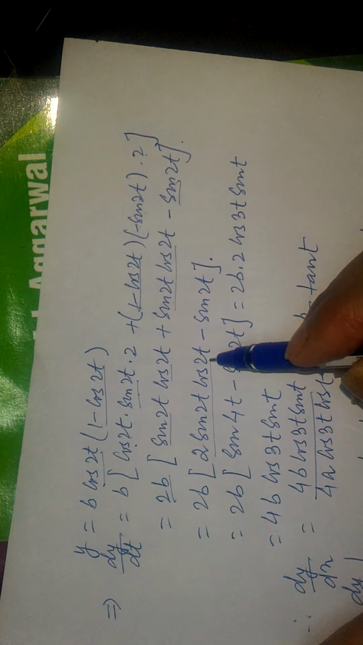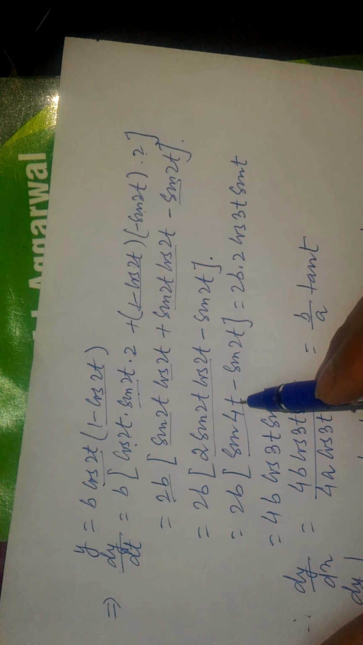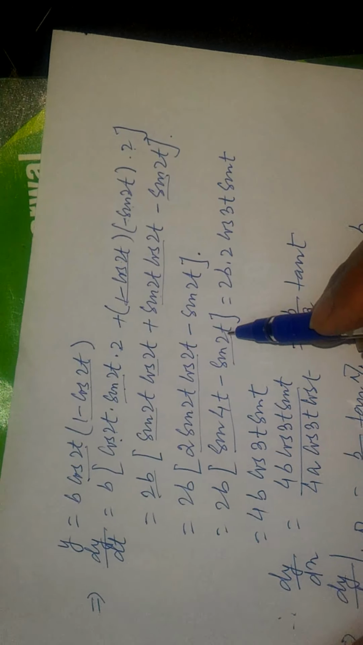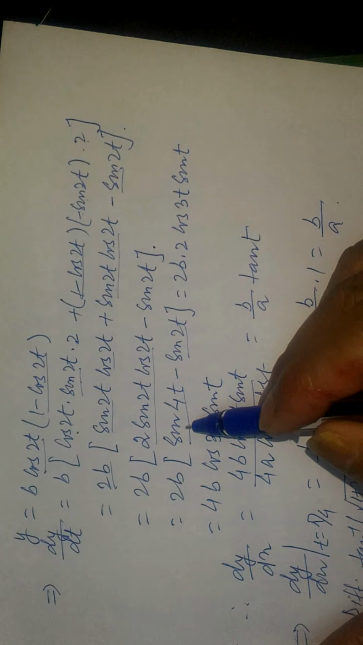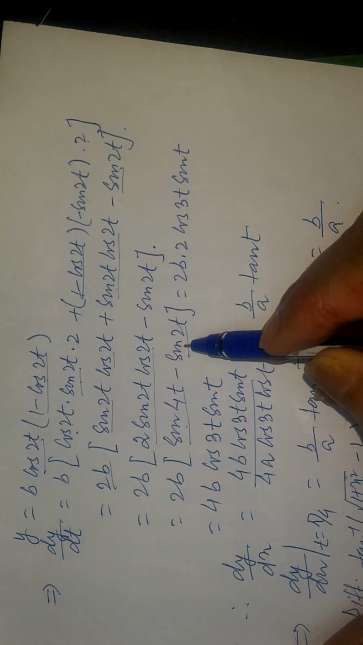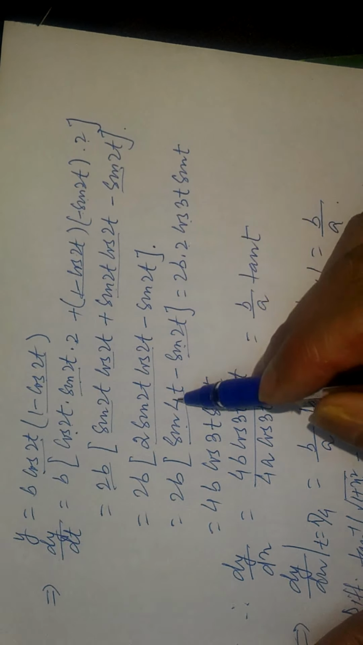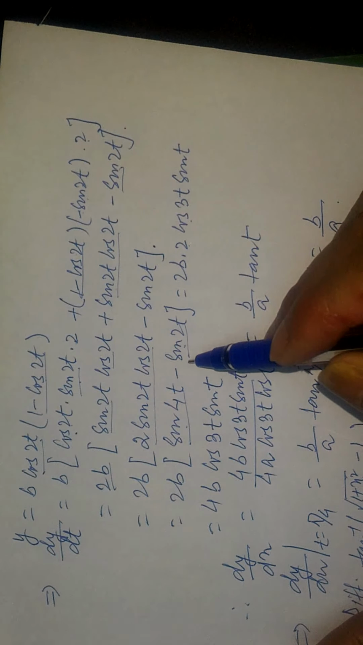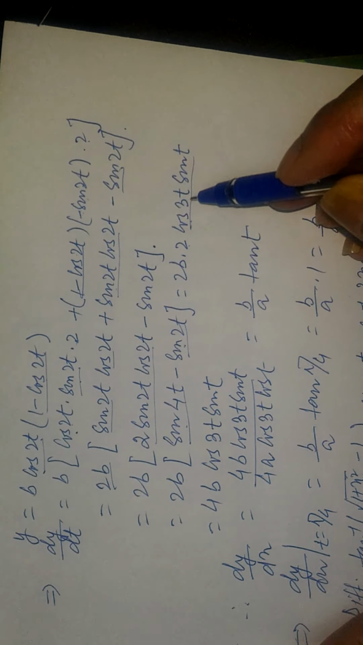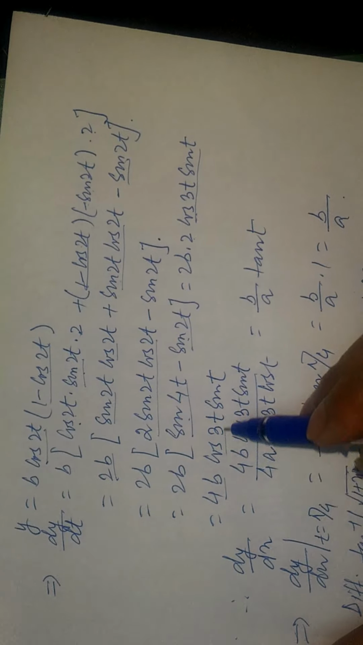2 sin x cos x is sin 2x. So it is sin 4t minus sin. Again you can apply the sin c minus sin d rule. So it gives you 2 cos of (c plus d) by 2 and sin of (c minus d) by 2. So it is giving you 4b cos 3t sin t.